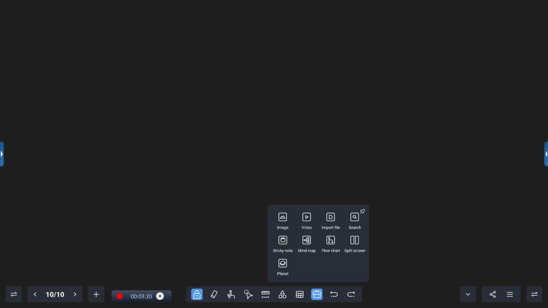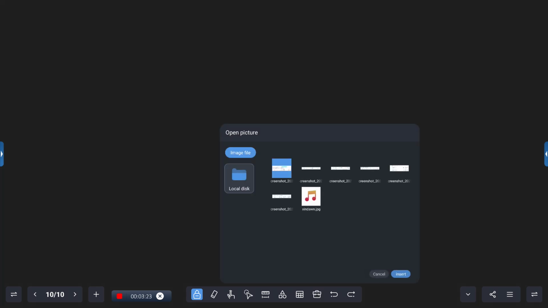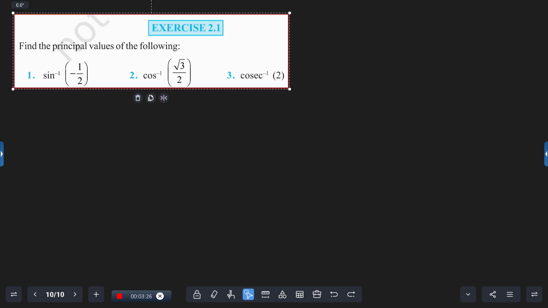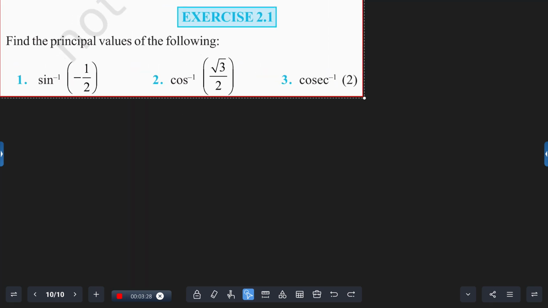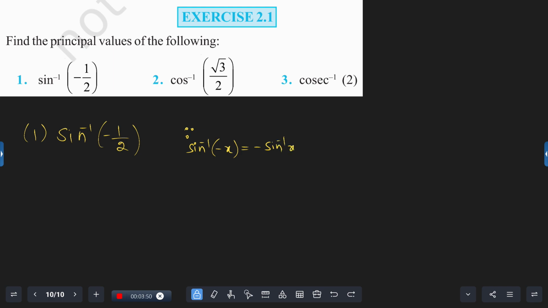We will start the exercise now. Exercise 2.1, let's start. Question number 1, what is given? Sine inverse of minus 1 by 2. As per the formula we have seen, sine inverse of minus x, or theta, whichever you use, equals minus sine inverse x. That means here the minus will come outside. Then sine inverse of plus 1 by 2.